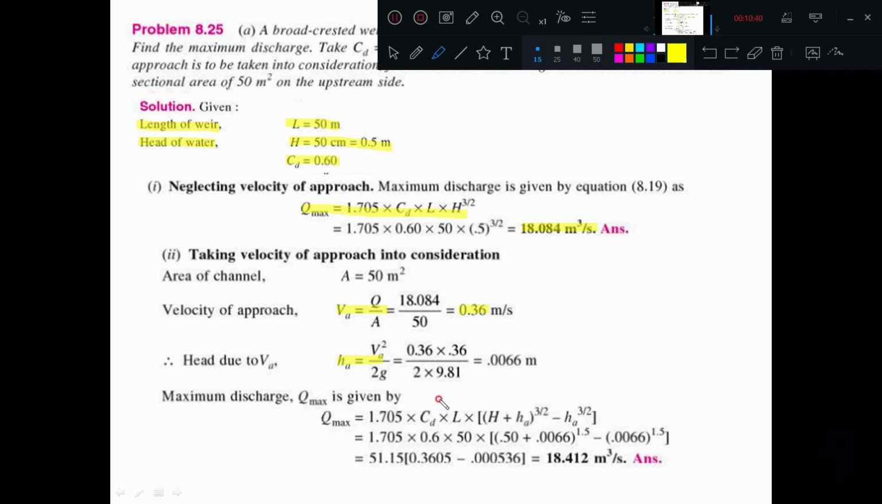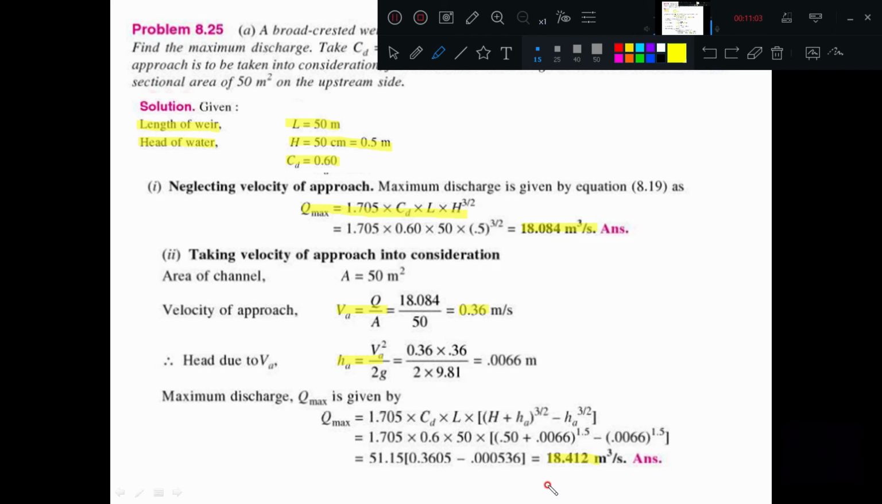Then the Q max will become, so just modify this equation. You modify this equation, that is the additional head we are getting because of the velocity of approach. Substitute that one, then we get (H plus Ha) raised to 3 by 2 minus Ha raised to 3 by 2. Substitute all the values in this formula, we get the final answer as 18.412 meter cube per second.